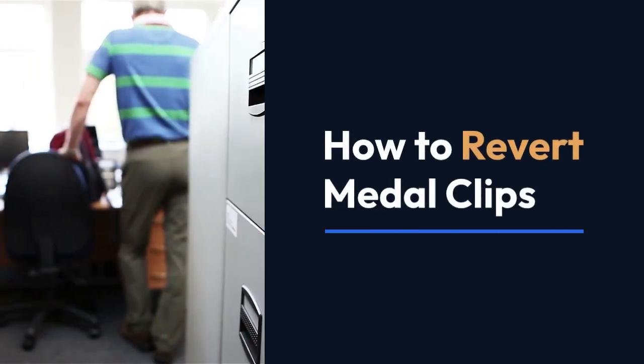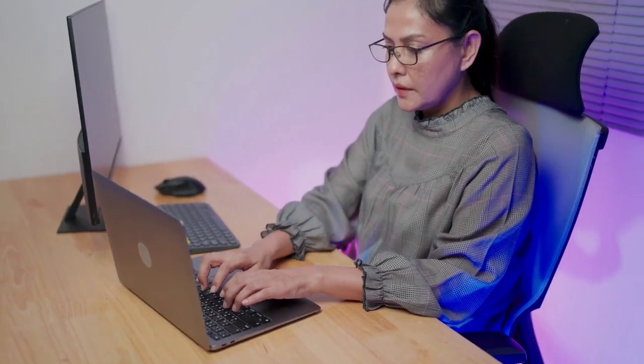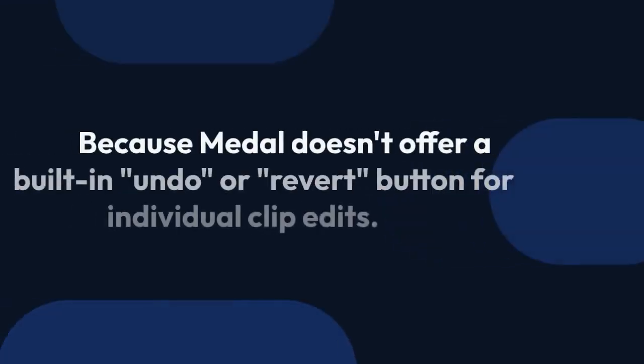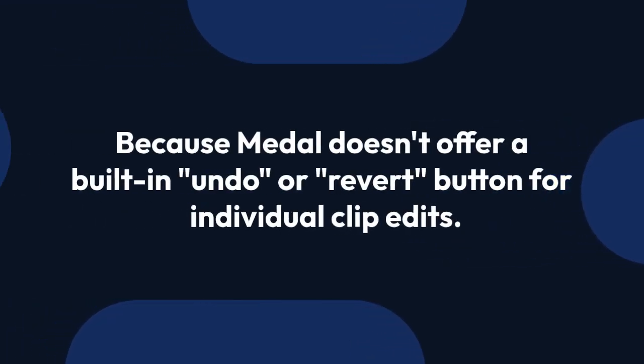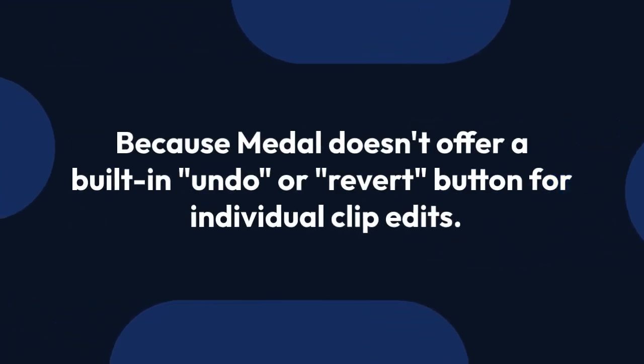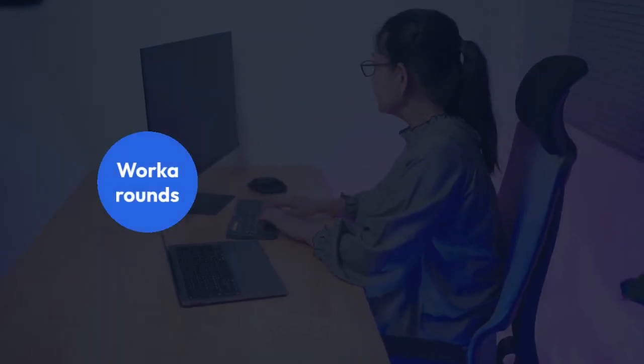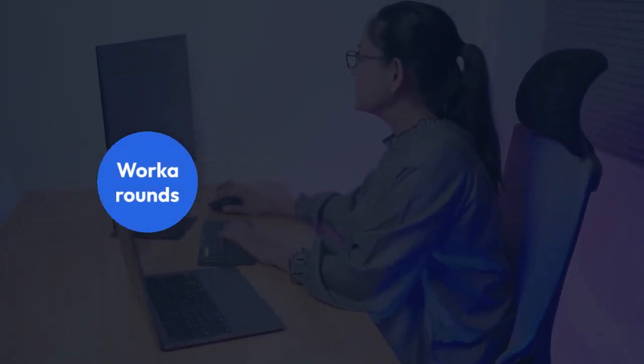We're going to explain how to revert Metal clips. Reversing a Metal clip, meaning undoing the changes you've made to a clip after recording it, isn't a straightforward process, because Metal doesn't offer a built-in undo or revert button for individual clip edits. However, there are a few workarounds depending on what kind of edits you've made.